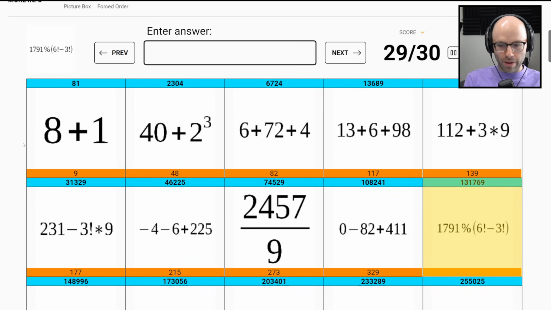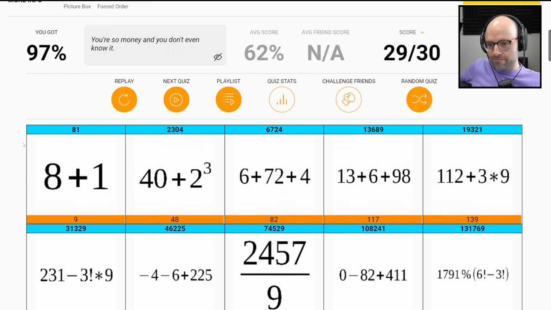6 factorial minus 3 factorial. It's 240 minus 6. 234 divided by 1791. Sorry, the other way around. But this is what's messing me up, is that this is going to be like 8. And that doesn't make any sense. So I give up. Like the remainder is going to be like a double-digit number or something.